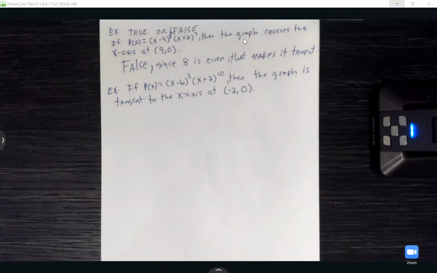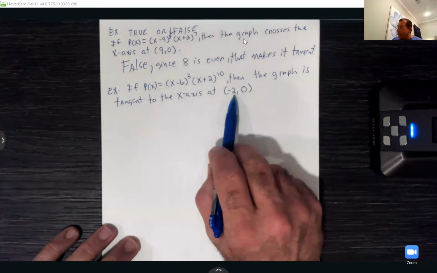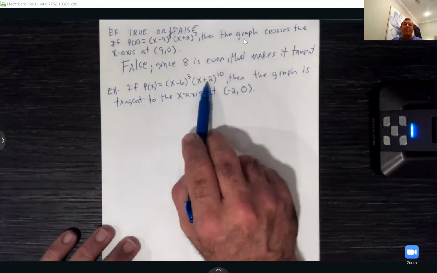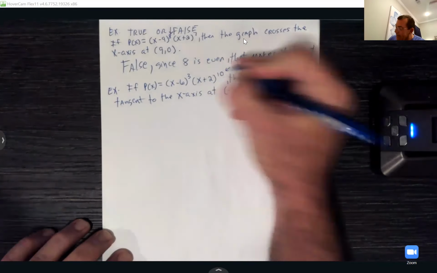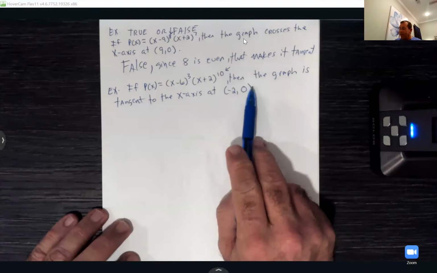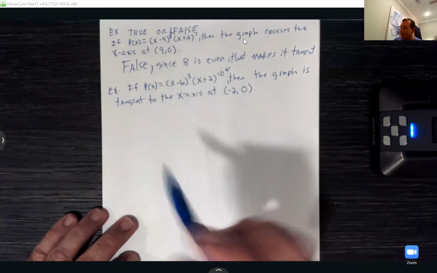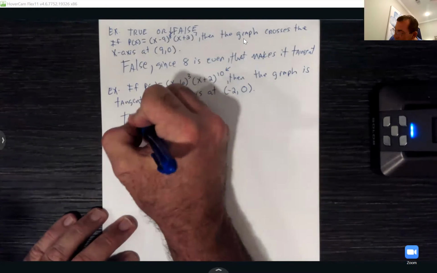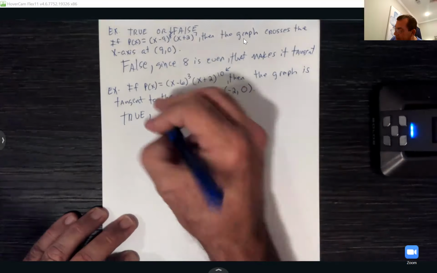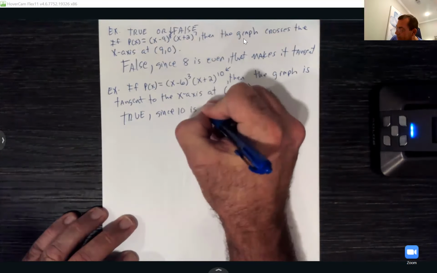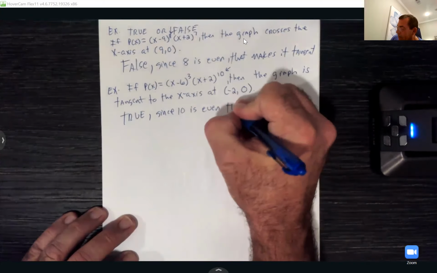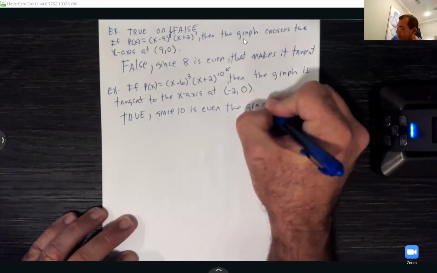True. That is definitely true, because that -2 came from this factor over here, which was x plus 2. You got a 10 sitting there, which is even. And we said even ones were tangent. So that one you would put true, since 10 is even, the graph is tangent.